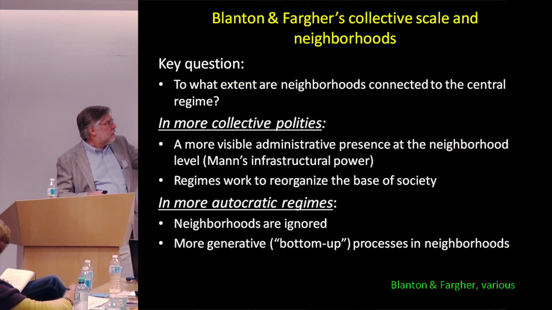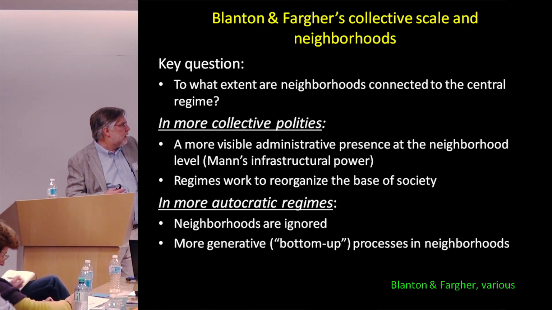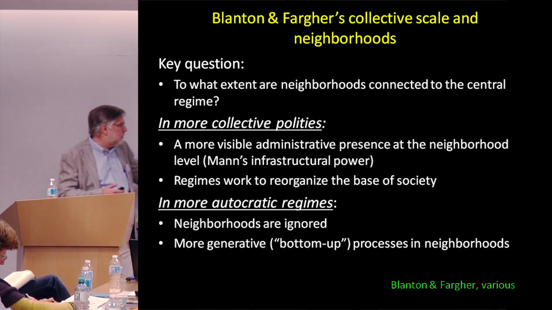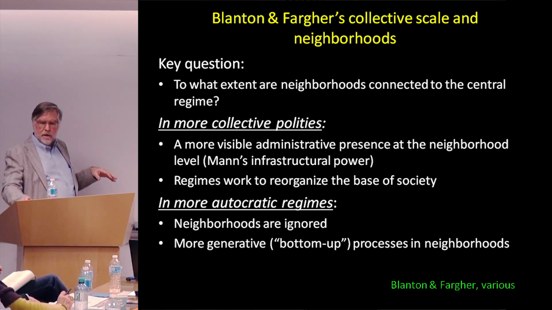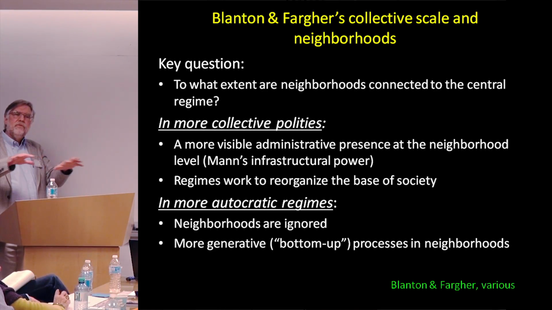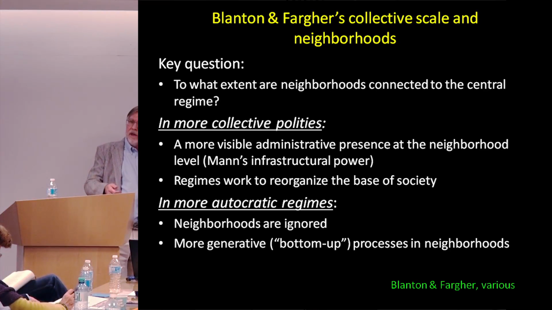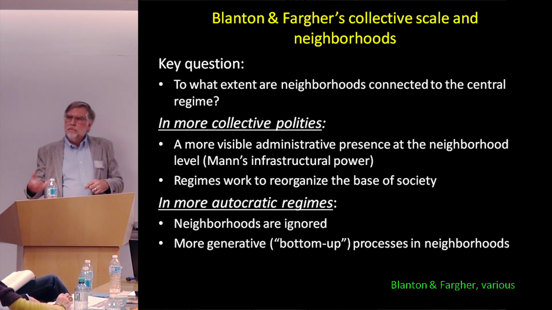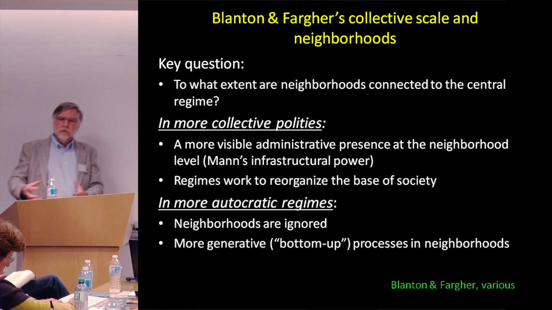Now, to go back to Blanton and Fargher, how are neighborhoods connected to the central regime? And I'm sort of restating stuff from earlier, but in more collective polities, you have a more visible administrative presence. Okay, a visible presence of the regime in the neighborhood, and the regimes work to reorganize the basis of society. Collective regimes have to interfere with society because they have to keep track of people, they have to count people, they have to know what people are doing, they have to make sure people are paying their taxes, whether it's goods or labor, and they need to make sure that the people are connected to the regime and not so much to their local kin groups and local groups.